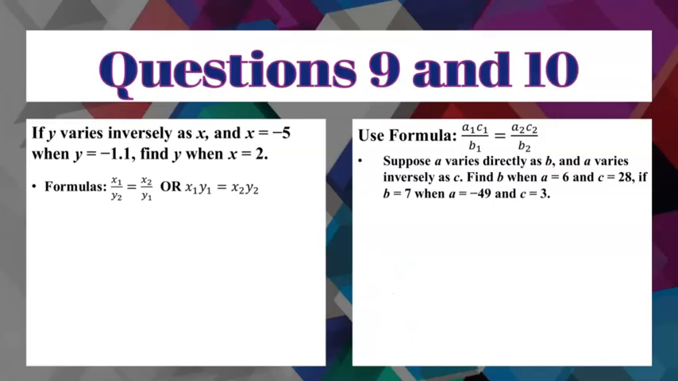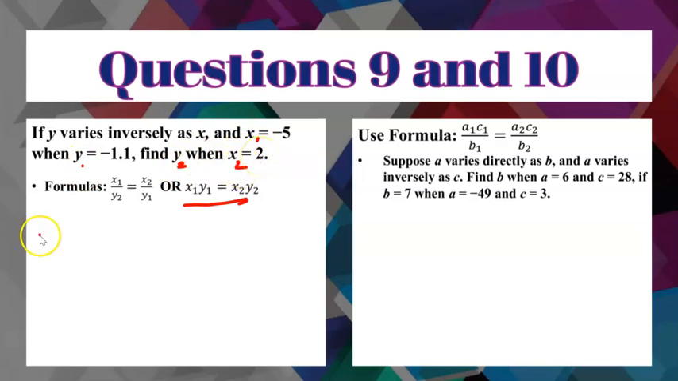Question 9. Here's a variation problem. If y varies inversely as x and x equals -5 when y equals -1.1, find y when x equals 2. So there's two formulas that you can use. It doesn't matter which one you're going to use because you're still going to have to cross multiply. I tend to use the second one here. So this would be my x1, y1. Here's my 2. Here's my x2.